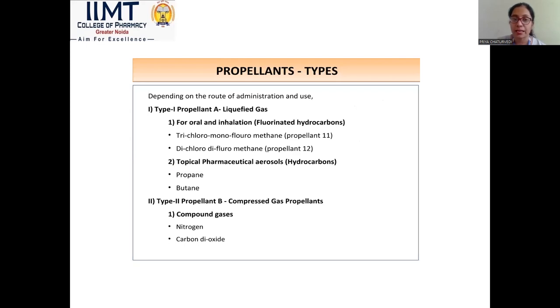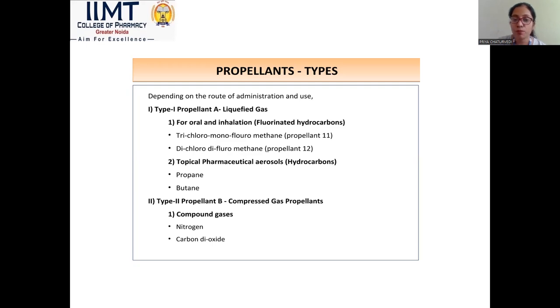Now, propellant types. Depending on the route of administration and use, type 1 propellant, which is known as liquefied gas, is basically divided into two types: for oral inhalation and for topical preparation. For oral inhalations, an example is trichloro-monofluoromethane, which is also known as propellant 11. And the second example is dichlorodifluoromethane, which is also known as propellant 12. Second is topical pharmaceutical aerosols. Hydrocarbons are used here. Examples are propane and butane.